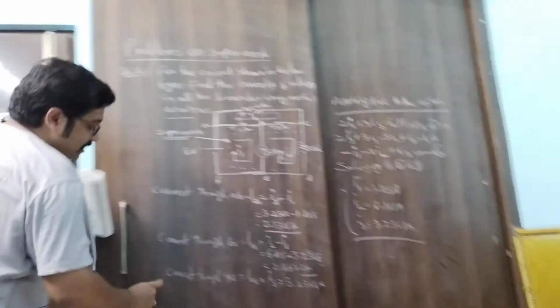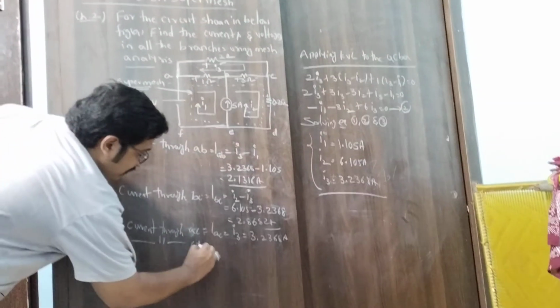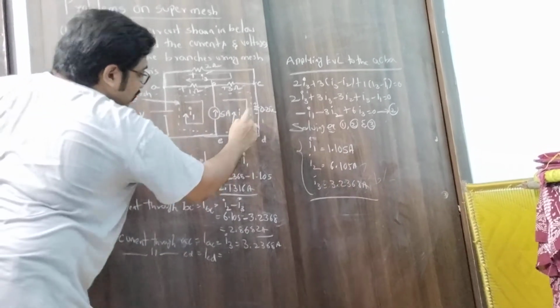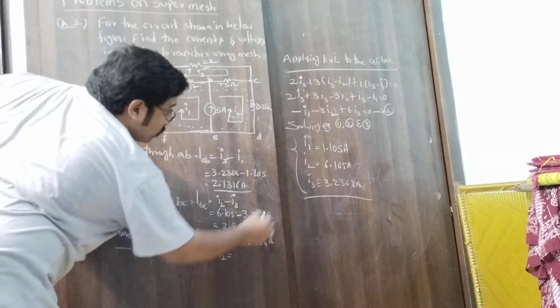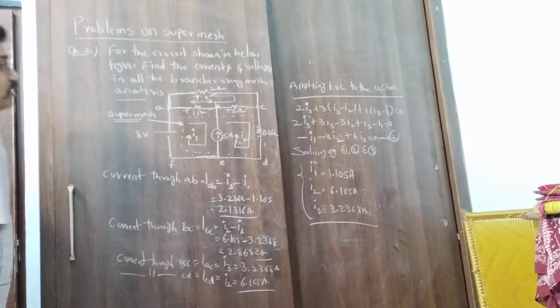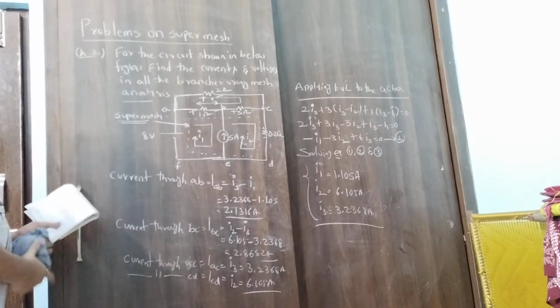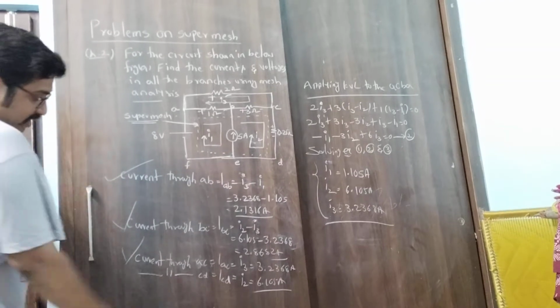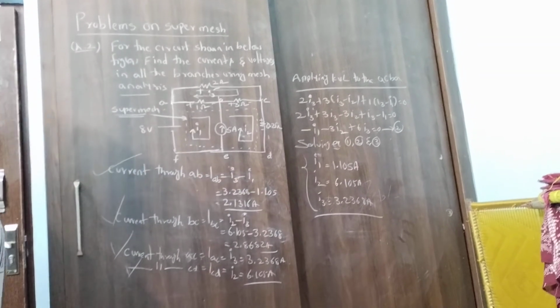At the same time, we have current through the branch CD. That is ICD is equal to which current is flowing here? I2 current. So I2 is equal to how much? 6.105 amperes. So current through the branch AB is over, current through the branch BC is over, current through the branch AC is over, current through the branch CD is over.